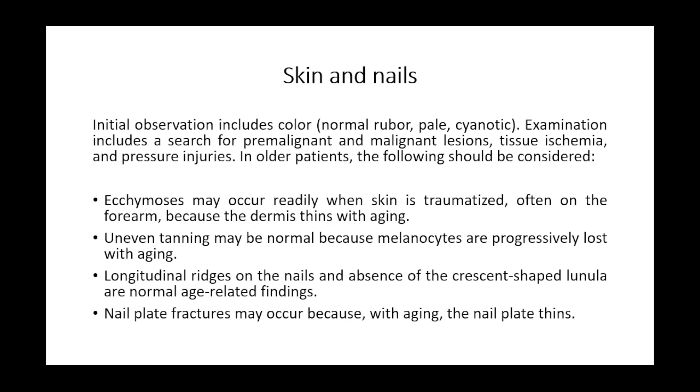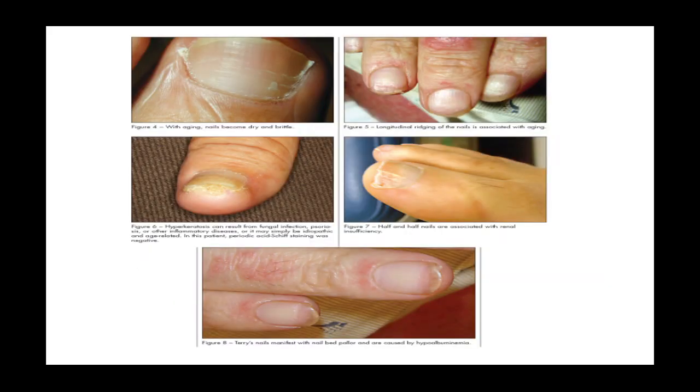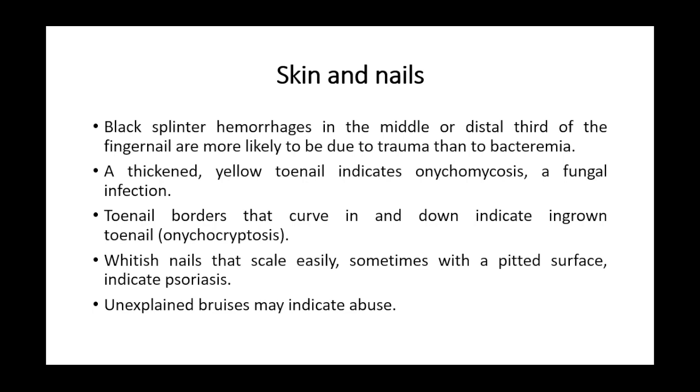Longitudinal ridges on the nail and absence of the crescent-shaped lunula are normal age-related findings. Nail plate fractures may occur because with aging the nail plate thins. Black splinter hemorrhages in the middle or distal third of the fingernail are more likely to be due to trauma than to bacteremia. A thick yellow toenail indicates onychomycosis, a fungal infection.